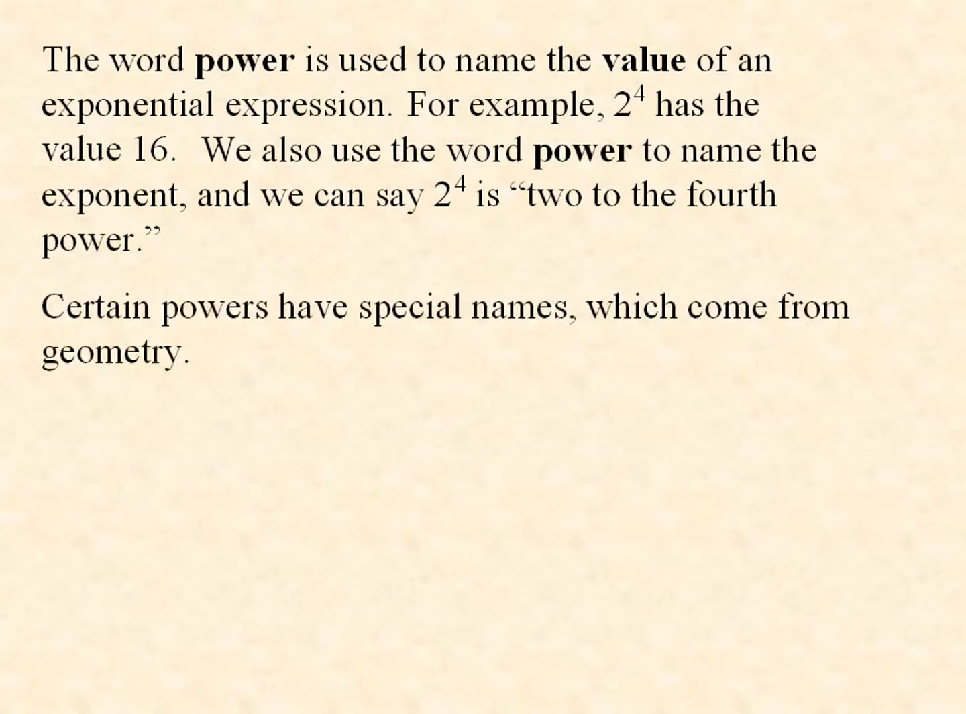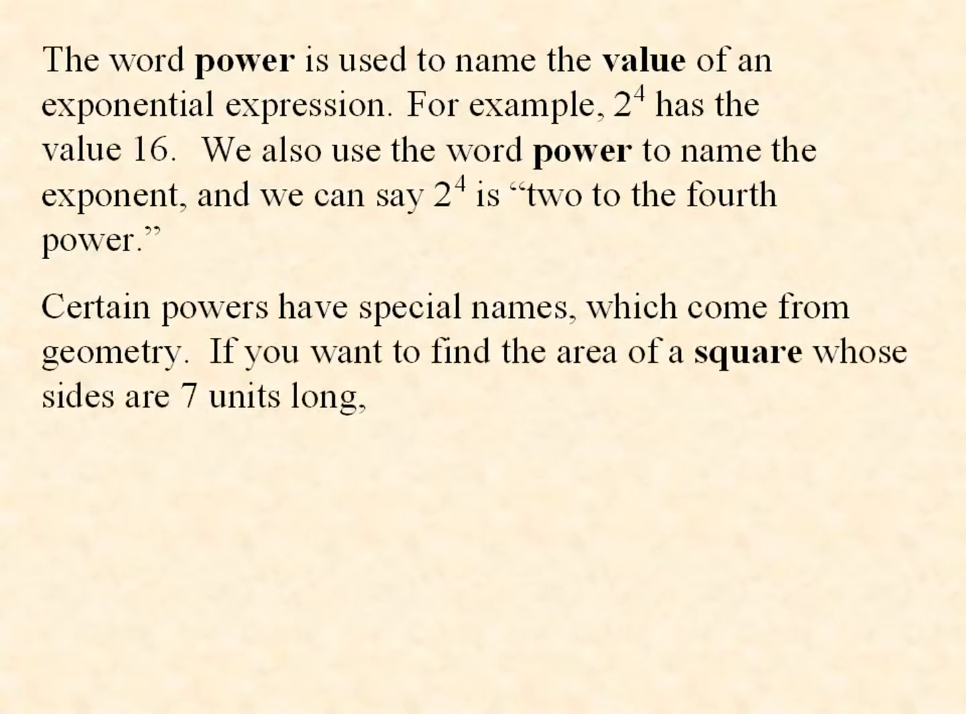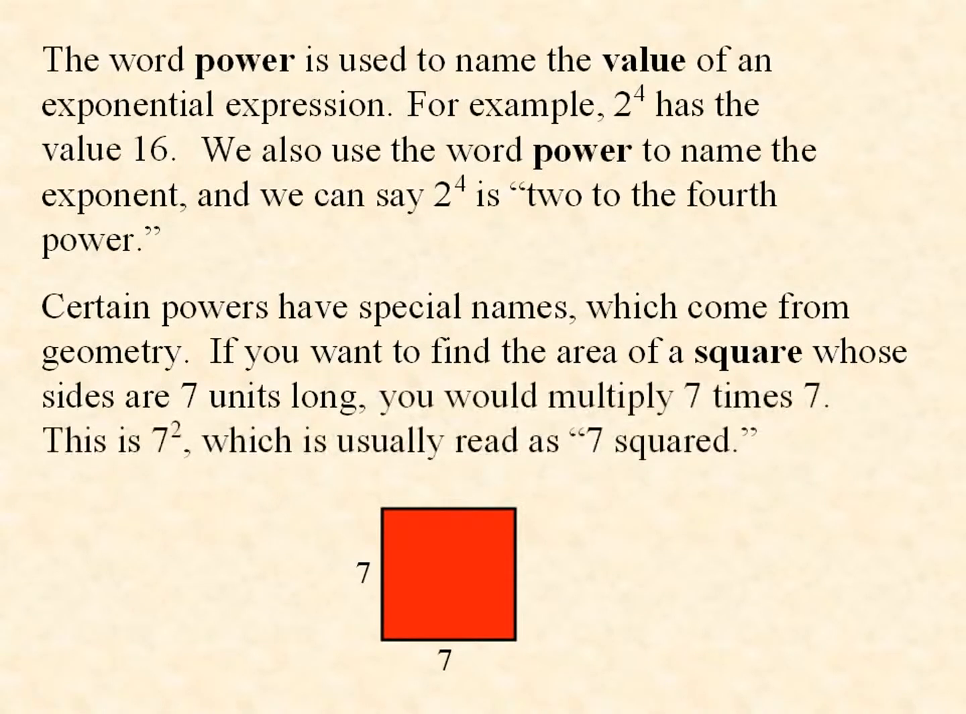Certain powers have special names which come from geometry. If you want to find the area of a square whose sides are 7 units long, you would multiply 7 times 7. This is 7 to the 2nd power, which is usually read as 7 squared.